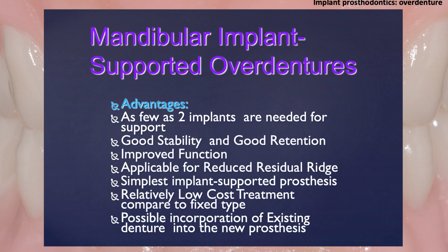Mandibular implant overdentures, 2 implants in the anterior region, that's really enough. In fact, that is far better than a patient without any implants on the mandibular arch.